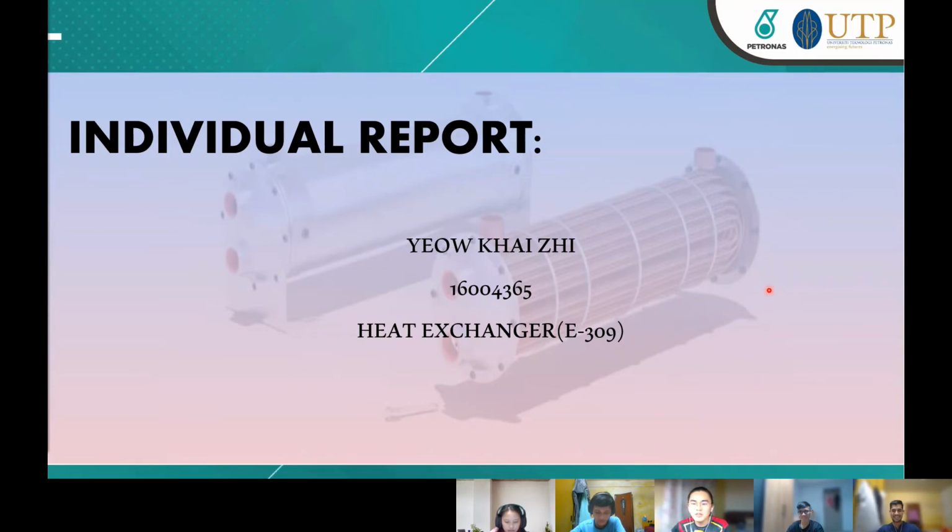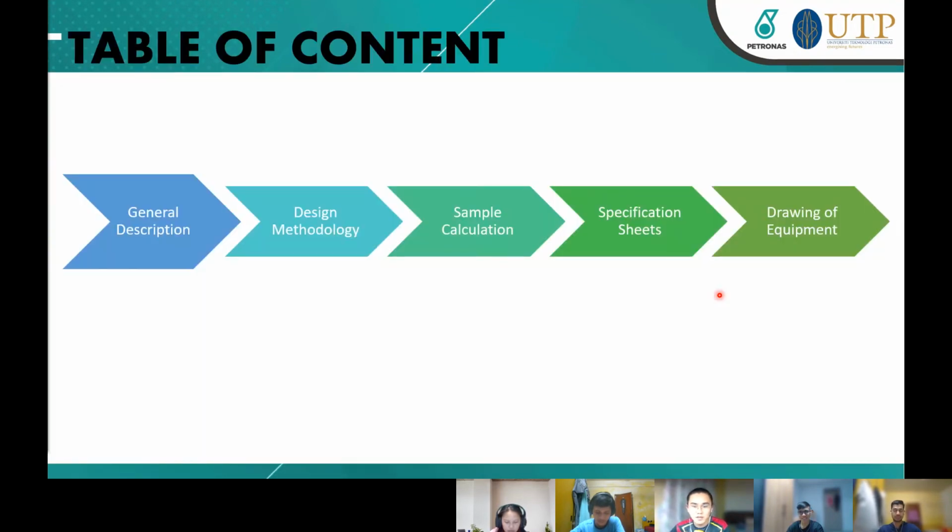Now I'll be presenting about the equipment which I designed, which is E309 heat exchanger. Kindly find here the outline of my presentation. First of all, I will explain a little bit about E309 for a general introduction, followed by the design methodology, where the procedure of designing the equipment is shown.